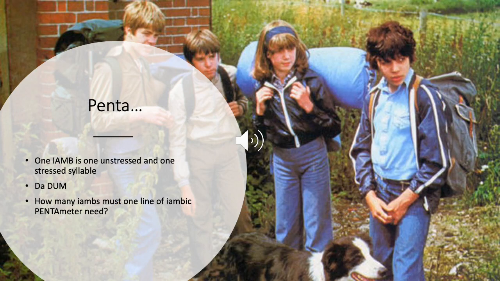So we still need to get to the root of the meaning of the entire concept then. So we know what an iamb is now. It is a metrical foot. It has two parts to it, the duh, dum. It is one unstressed and one stressed syllable. So if one iamb is a da-dum, how many iambs must one line of iambic pentameter need? If you think about that prefix penta, how many iambs are needed in one line? And there's a clue in the picture for any of you that are into your adventure stories. What does penta mean?